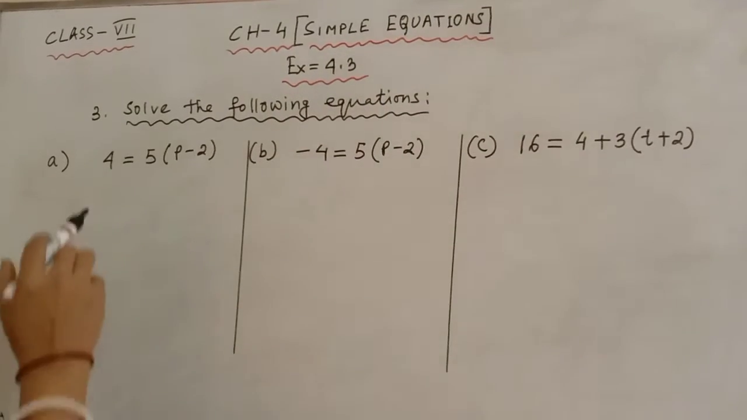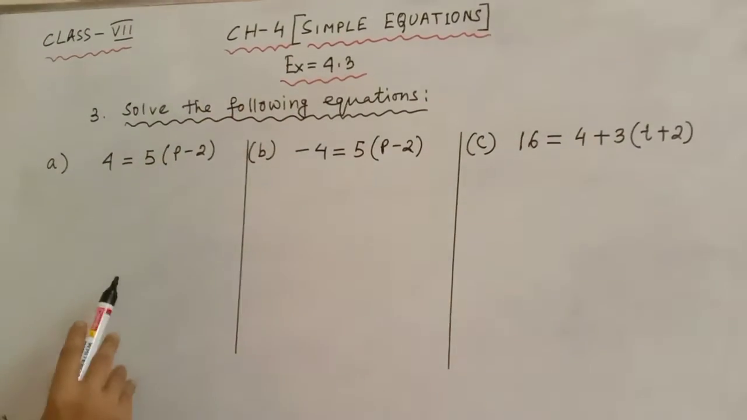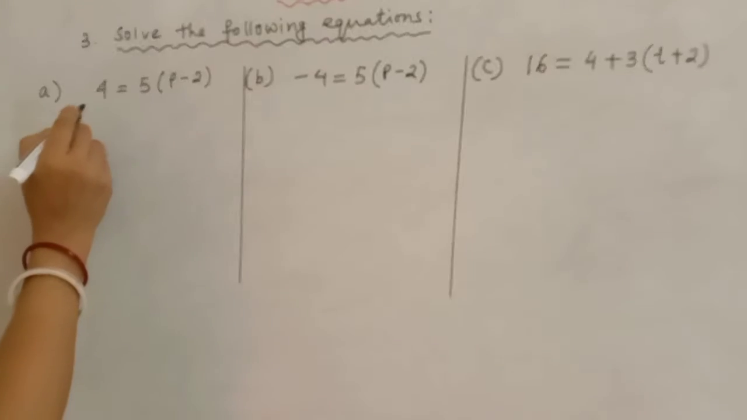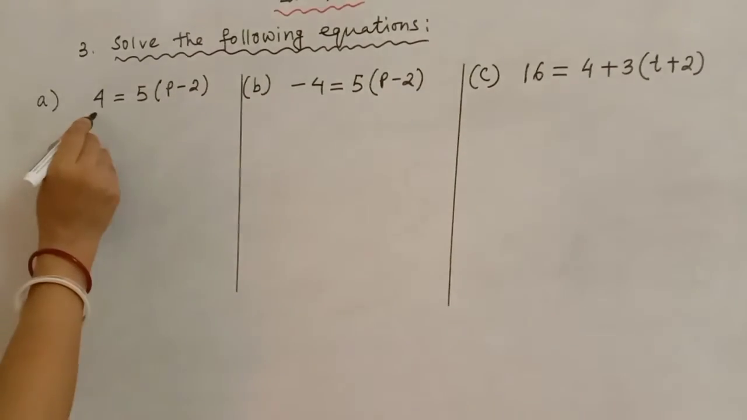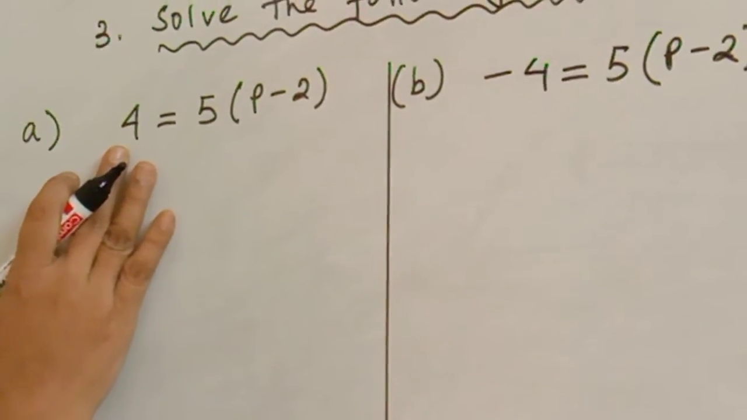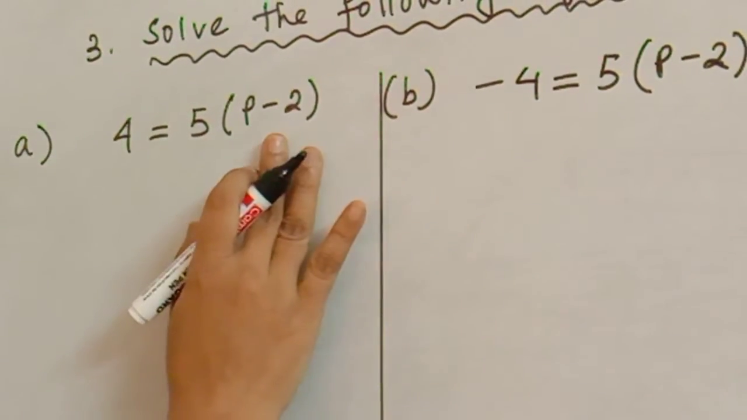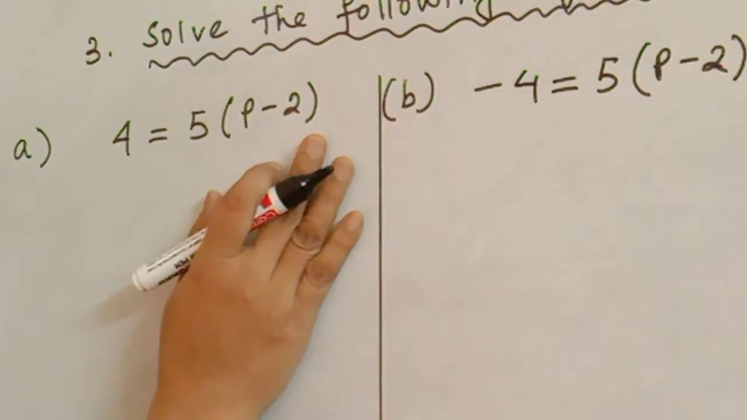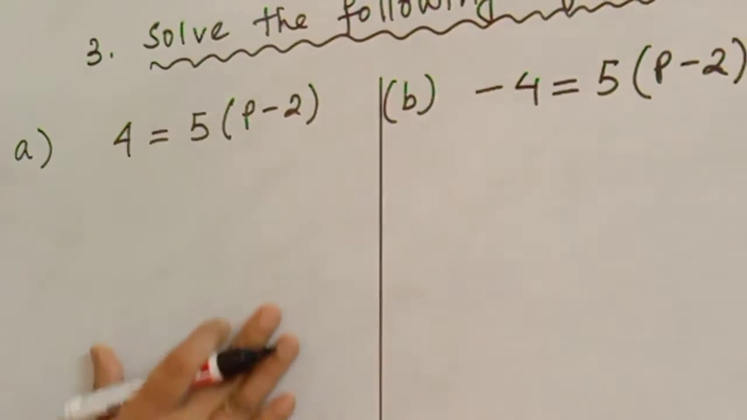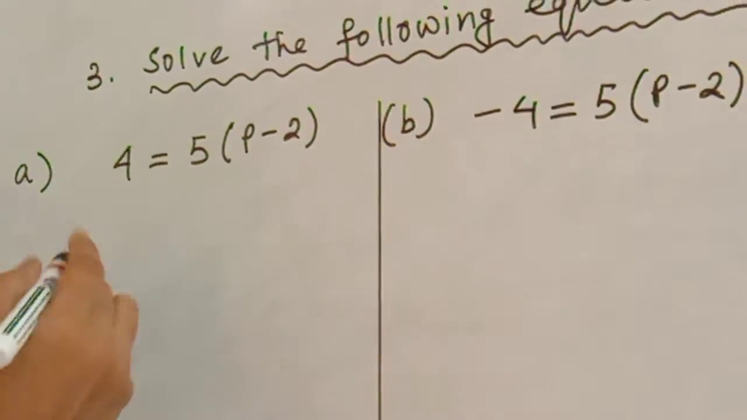Today we will do question number 3 from exercise 4.3, chapter 4, simple equations. The question is question number A. 4 is equal to 5 into p minus 2. See here, the constant term is in the left side and the remaining parts with variables are in the right side. So you have to follow the steps only and afterwards you can find the value of the variable.